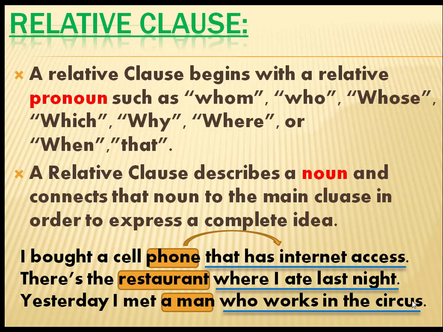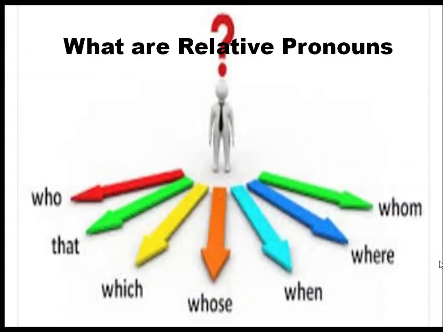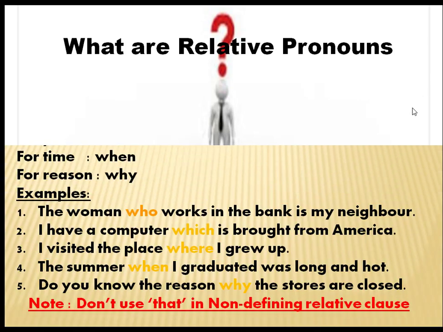Subject plus verb combination is also there, and this is a group of words and also part of a sentence, and it is describing the noun, that is man, and also it is expressing the complete idea. So these three are the relative clauses. What are the relative pronouns? Who, that, which, whose, when, where, whom. These are all 7 relative pronouns.